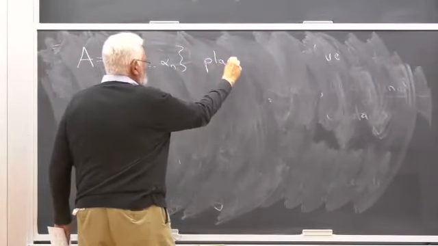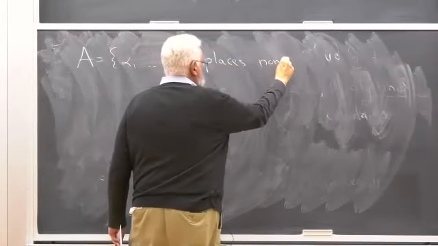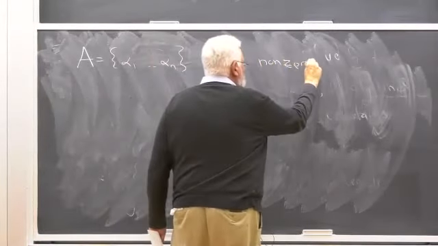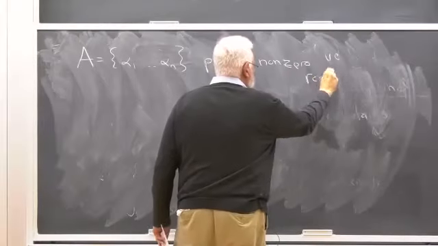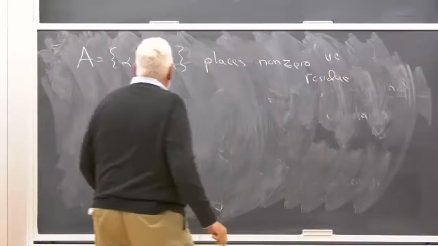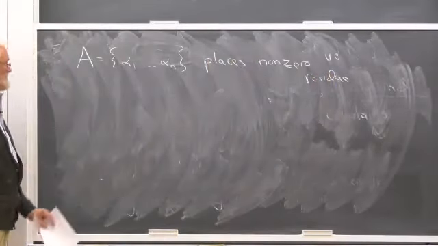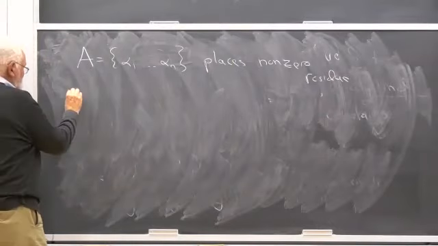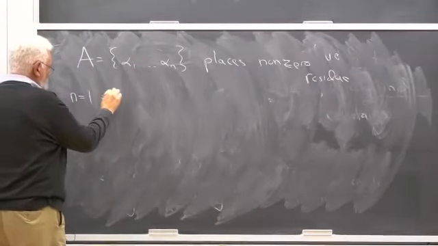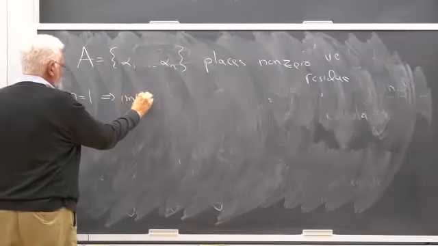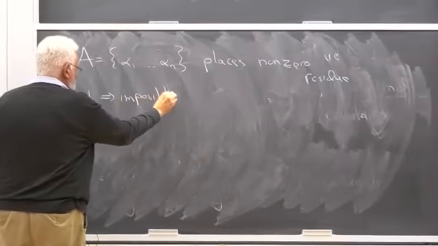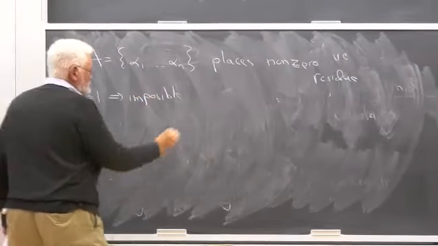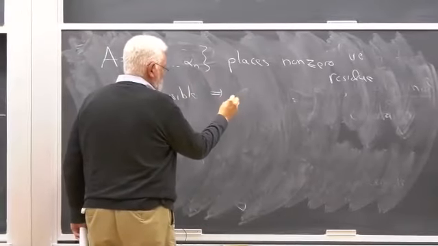Let A be the places where we have a non-zero residue. There's at least one. If n equals 1, a simple computation shows this is impossible. So we're in the disintegrated case again.